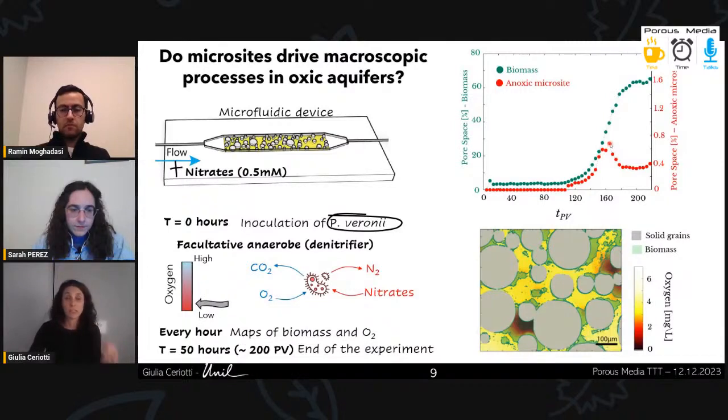So we are talking really about a minority of the pore space. And then during the stationary phase, we are stable around 0.3, 0.4% of the pore space. So how do I see if this anoxic microsite can really lead to macroscopic impact?